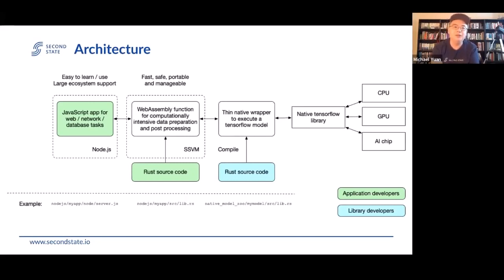So WebAssembly runs inside the function of the service, the process for the application logic. When it encounters a task that needs TensorFlow, it passes it off to the native command. The native command executes that and returns back into WebAssembly. WebAssembly processes all this again, returns back to Node.js, and then gives it back to us. So that's the whole process of the application.